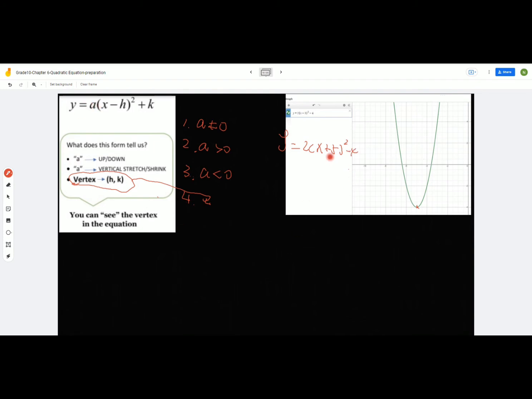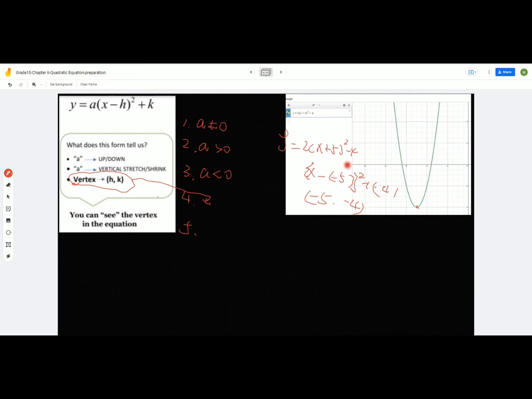This is x minus h, actually x minus negative 5, squared, and plus negative 4. So the vertex is (negative 5, negative 4). This is the vertex. So easy and straightforward, right?